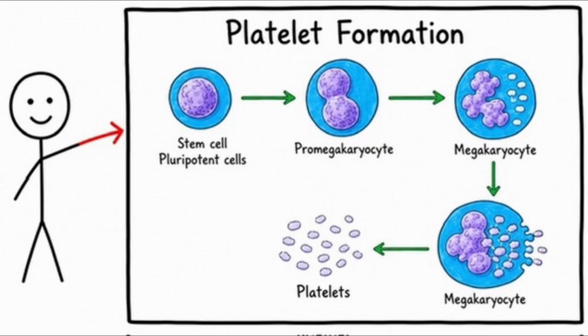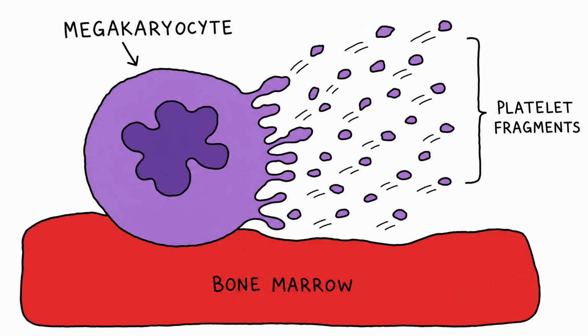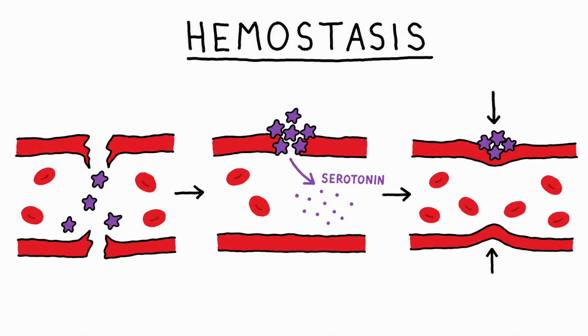Platelets, or cell fragments, are produced from the megakaryocyte. It just breaks apart. And the importance of the platelets is to help in hemostasis. And hemostasis is basically the stoppage of bleeding in damaged blood vessels.